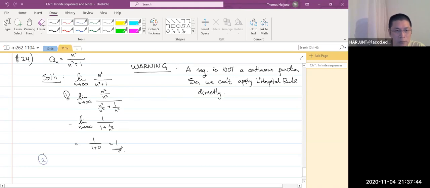The second method, I will use the superposition function theorem. So I will say let f(x) equal x cubed over x cubed plus 1. Now make sure that this function is continuous, at least when x is really, really big. Note that f(n) equals n cubed over n cubed plus 1, which is our sequence.